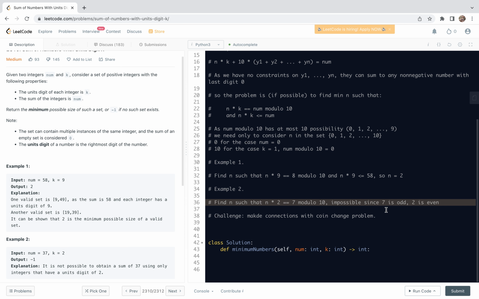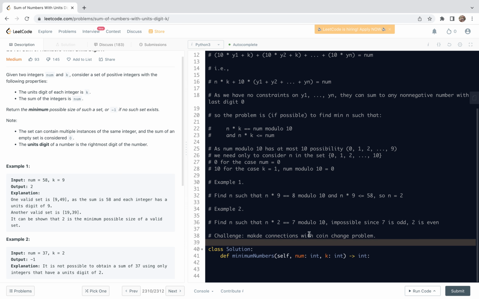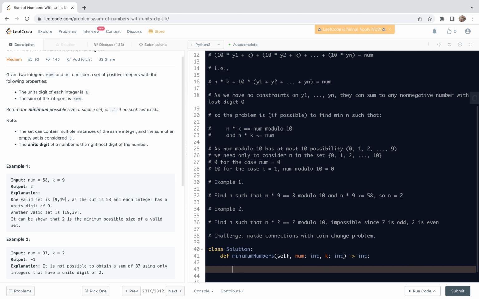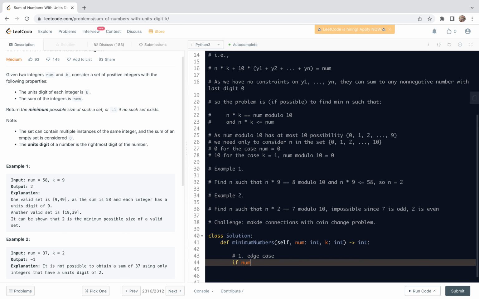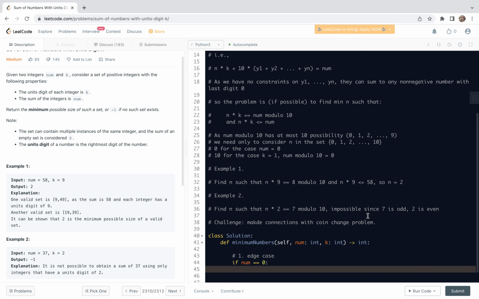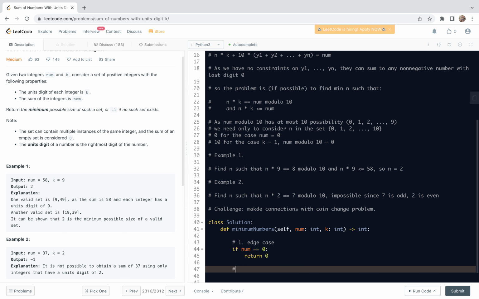Before we write the code, there's a challenge. Can we make connections between this problem and the coin change problem? With that said, let's look at the implementation of the above ideas. First, I'm going to treat the special edge case. That is, if num equals 0, we're going to return 0, as specified by the problem.